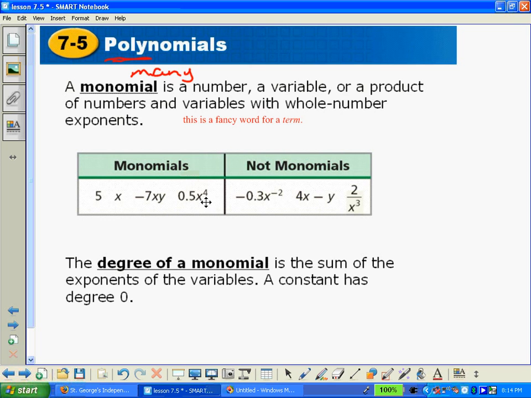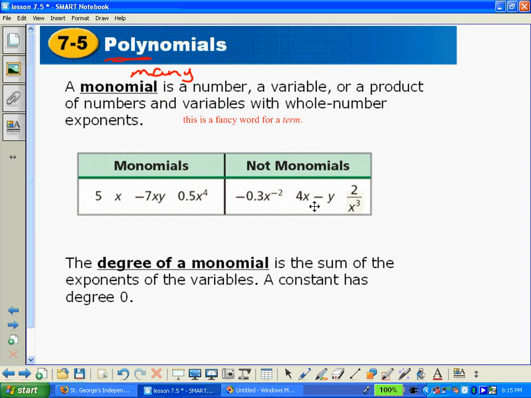These are examples of things that are not monomials. Negative 3/10 x to the negative power is not a monomial because it doesn't have a whole number exponent. 4x minus y is not because it has subtraction. Remember, monomials have only multiplication, no other operation. And 2 over x to the 3rd is not because you have division in there.